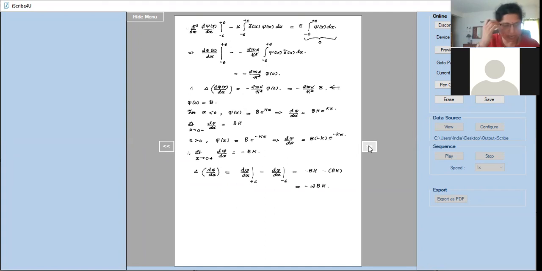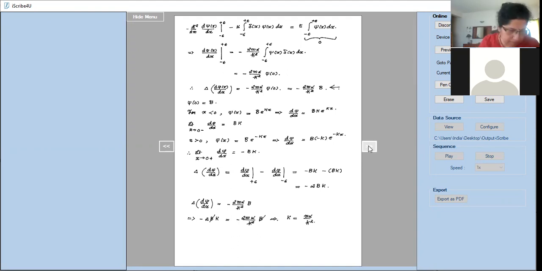All right, so what will we get now? On the left hand side, let me just write it down once again. Delta dψ/dx is equal to minus 2mα by ħ² times b. So minus 2bκ is equal to minus 2mα by ħ² times b. Nicely enough, our normalization factor just cancels out and we get a handle on κ. So κ is going to be nothing but mα by ħ². It's a positive value.